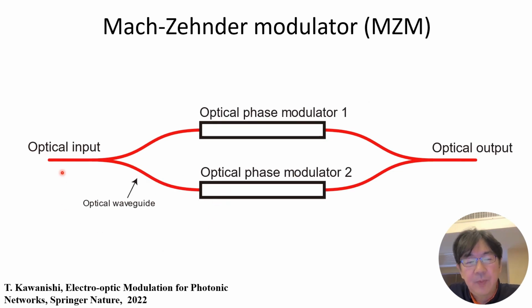Okay, here I'd like to explain the basic structure of the Mach-Zehnder modulator. It has a Mach-Zehnder interferometer consisting of two Y junctions. And here is an optical phase modulator to control the phase difference between the optical waves in the two optical paths. So we can control the optical output. This is the basic configuration of Mach-Zehnder modulators.